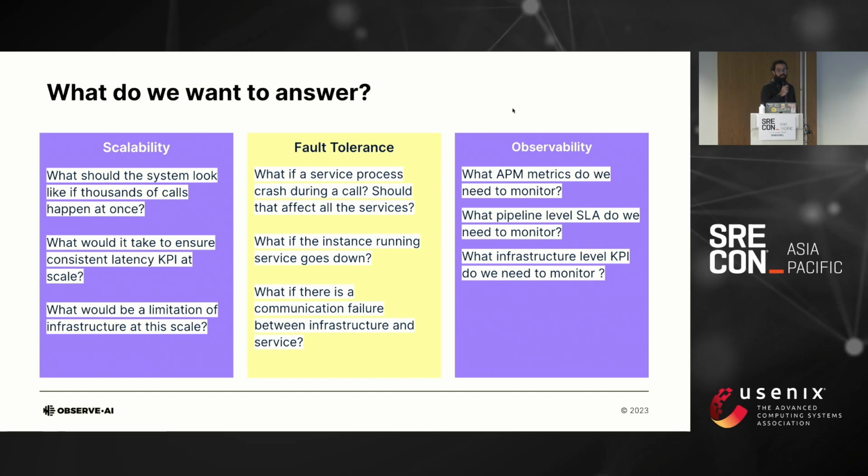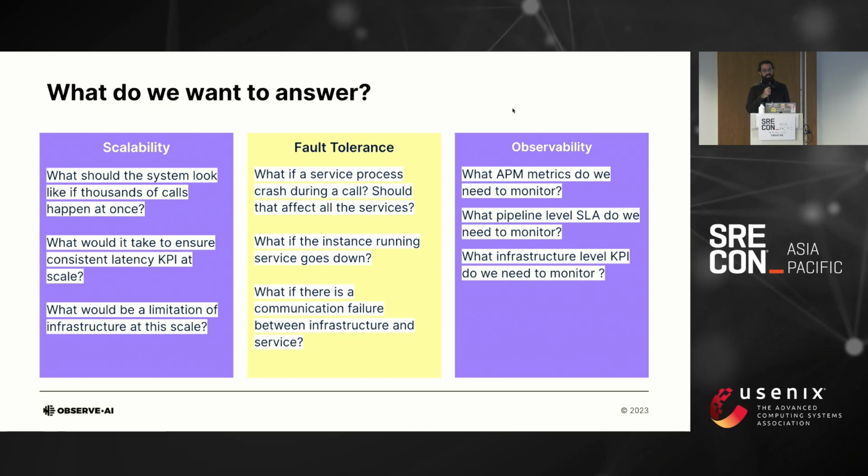The second bucket is fault tolerance. What if a particular service crashes? What if your intent detection service crashes? Does it mean all the services related to it need to crash? Does it mean your entire system goes down? Or is there a better way to handle it? What if the entire instance which is hosting one particular workflow or one particular call goes down? Are there ways where you can repick that workflow from where it was? And what if there is a communication failure between infrastructure and service? How do you recoup from that?